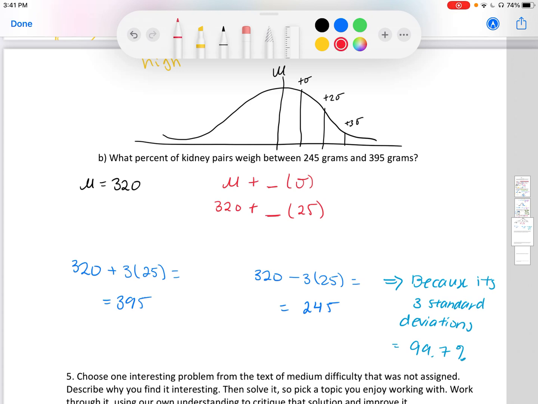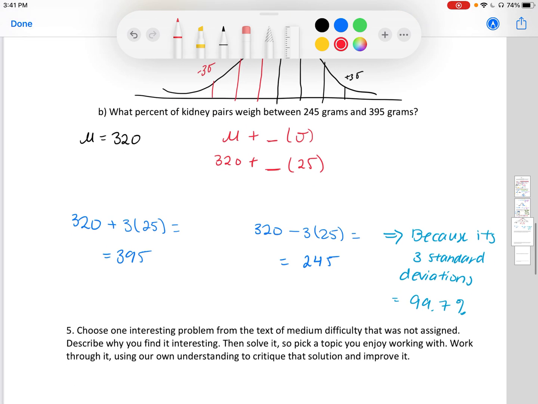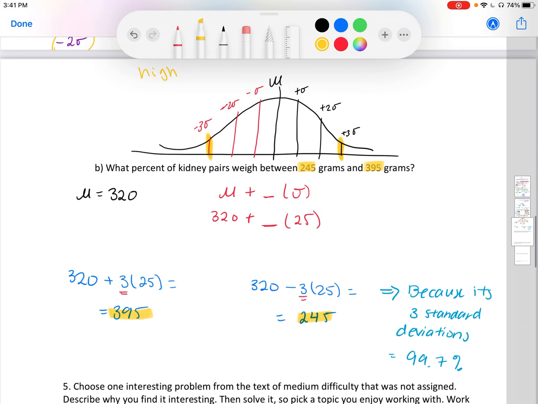We do the same thing to the left. Minus 1 standard deviation, minus 2 standard deviations, minus 3 standard deviations. We play with these numbers, and we see that 3 is that lucky number. So this is the standard deviation that we're looking at. 3 standard deviations give me between 395 and 245, which is what your question is asking for. So because it's 3 standard deviations, according to your empirical rule, we know that that's 99.7% of your information.